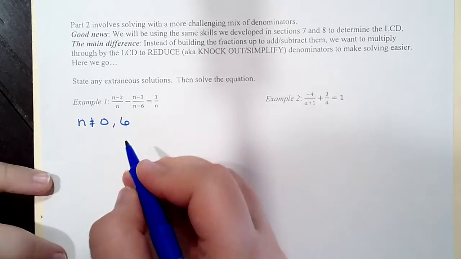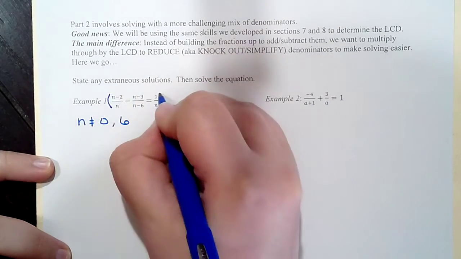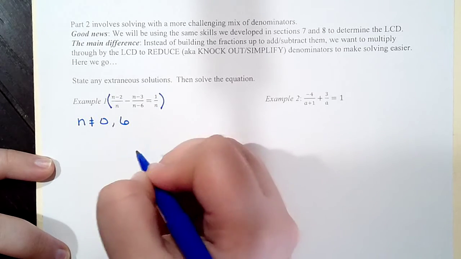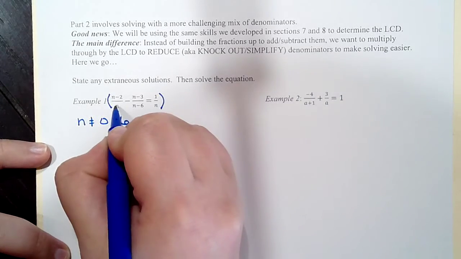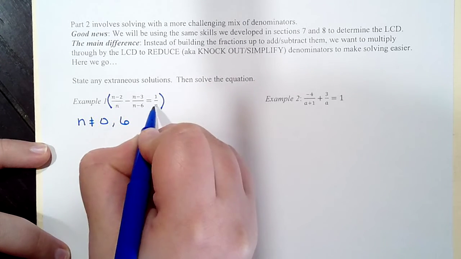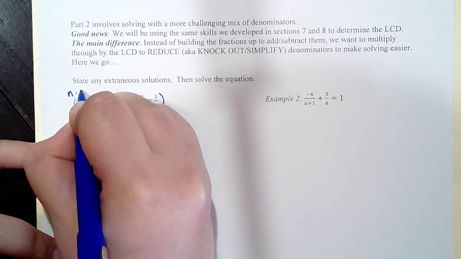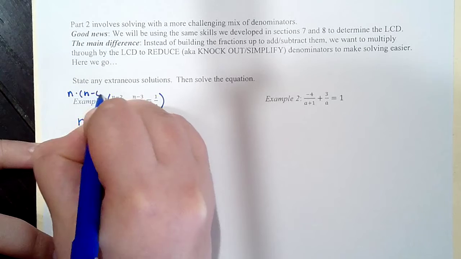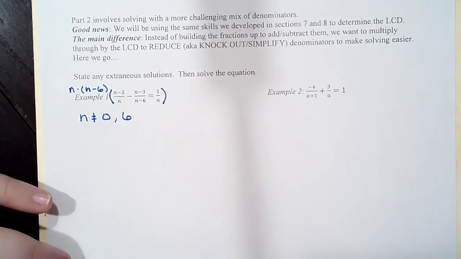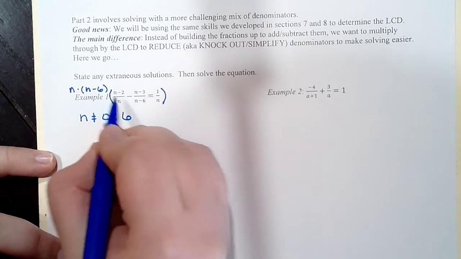Now I'm going to multiply through just like I did the other day. But instead of multiplying through by one number, I have to multiply through by something different. Notice the LCD in this case is the n and the n minus 6. So when I multiply through to knock out those denominators, I'm going to multiply by the LCD, the lowest common multiple, like I did yesterday.